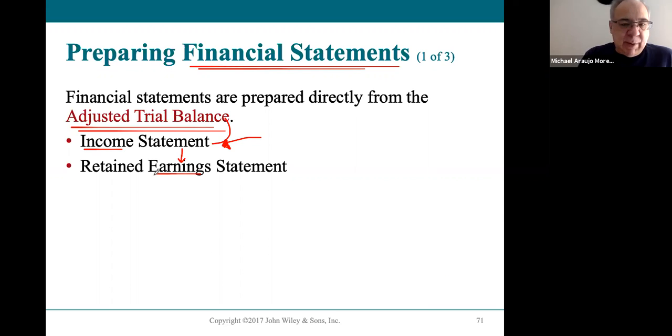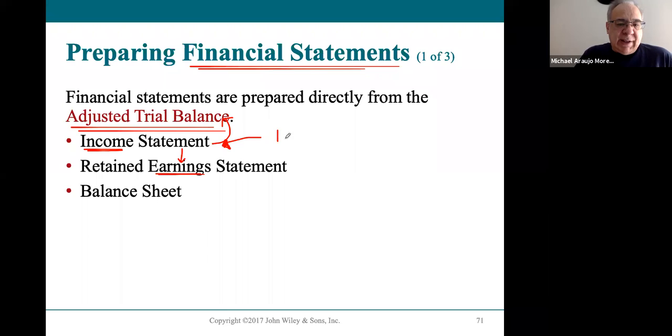They all mean the same word, it's interchangeable. So the retained earnings statement tells us how much of that profit, that net income, has been retained, kept in the company, and how much was given out in the form of a dividend. We will also get most of that information from the adjusted trial balance.